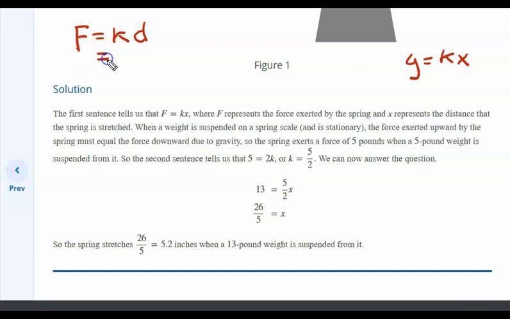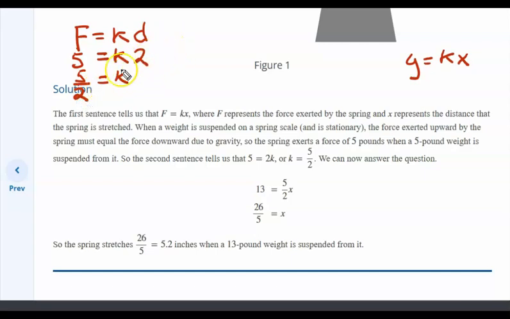So what information do you have? Well, if a force of 5 is applied, then the distance stretch is 2. So step 1 is modify the formula to designate what you're dealing with, and then substitute the known information into the formula, and then you solve for k. Well, we're just going to divide both sides by 2, and we get 5 halves.